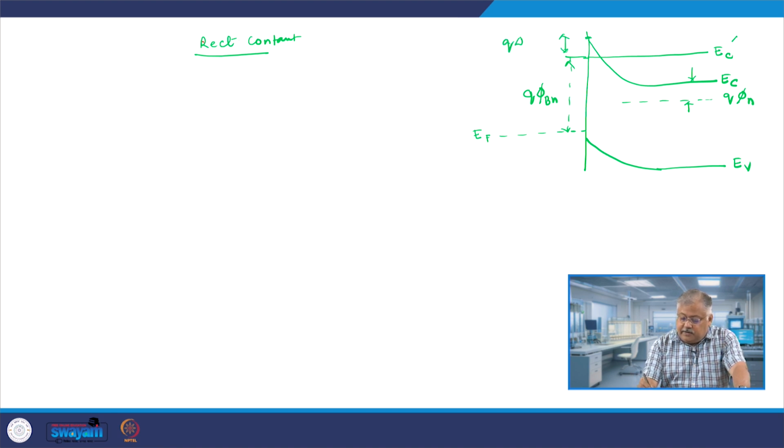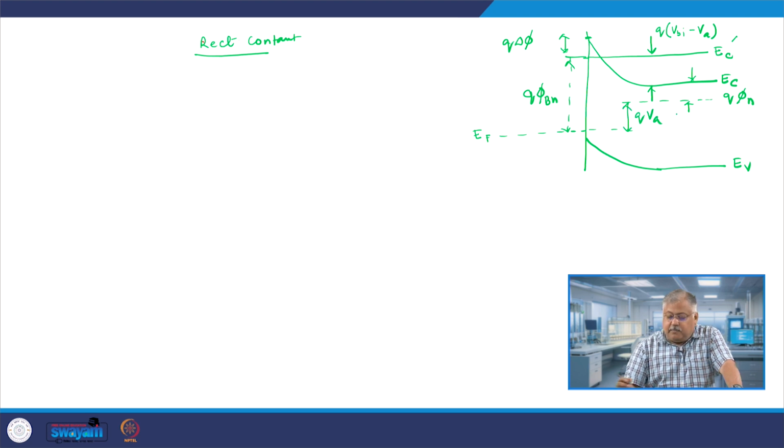This is equal to q into delta phi because of the two carriers coming closer to each other, because you have applied a bias equal to VA. Because of the application of the bias, there is a disturbance in the Fermi level and the variation between the two is given as q times (V built-in minus VA). So, if you apply a bias VA, the Fermi level shifts by a factor qVA in the energy scale, and this is what you get.